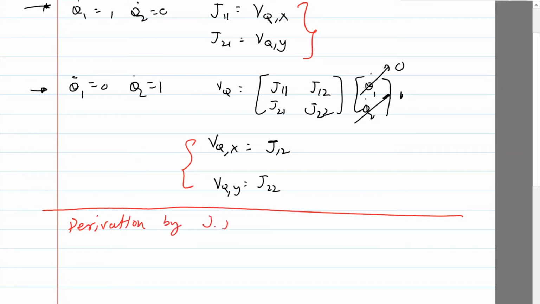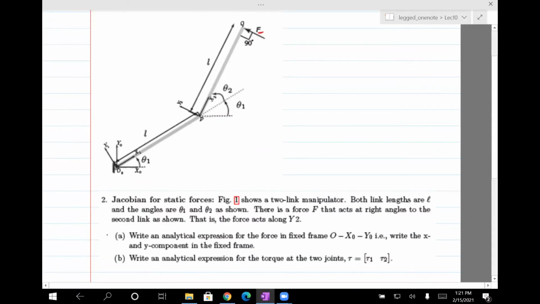by J. Craig on just F. So the first part. Okay, and the force F acts at right angles to the second link. It's always 90 degrees. So as the link theta 2 changes, theta 1 changes, F is always 90 degrees to link 2. Write a linear expression for the force F in the fixed frame. So this force is, if you write force F in, so this is frame 0.